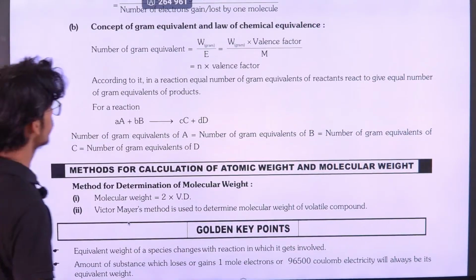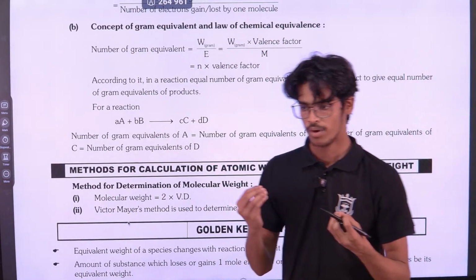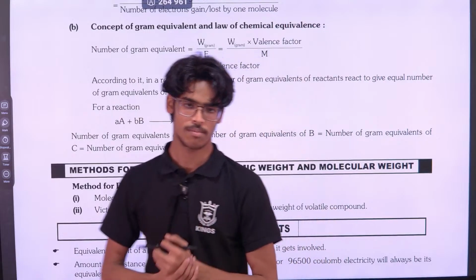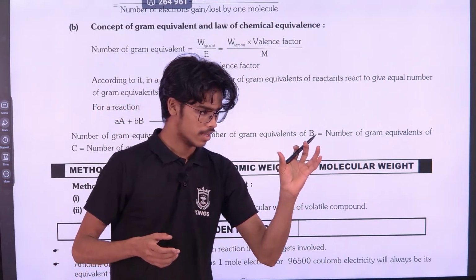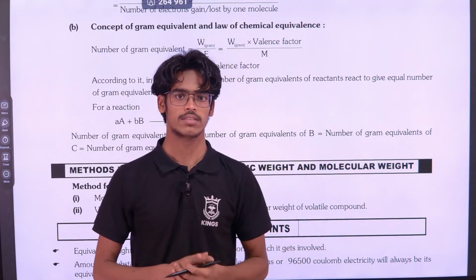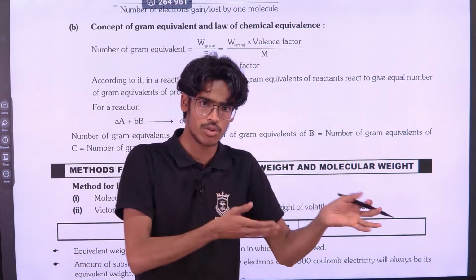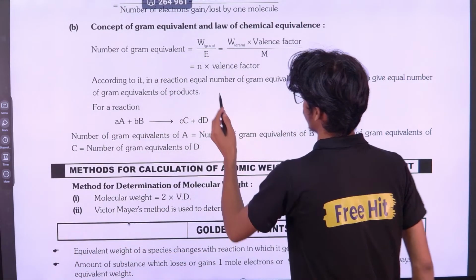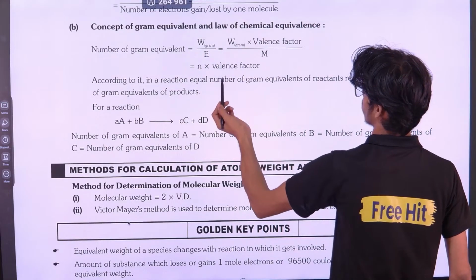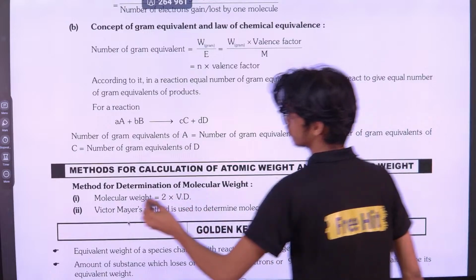Okay, concept of gram equivalent and law of chemical equivalence. Simple. What was gram molecular mass? Sir, it is whatever the given mass divided by molecular mass. Same way, gram equivalent mass is given mass divided by equivalent mass. That's it. So given mass upon equivalent mass. And equivalent mass is valency factor by m. Right.